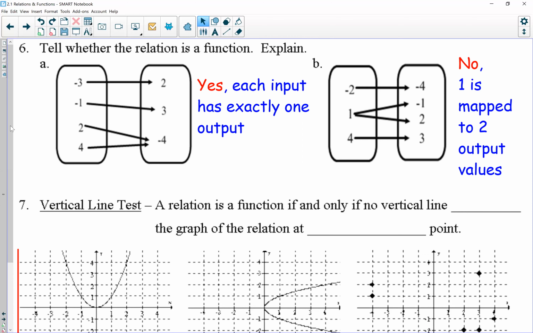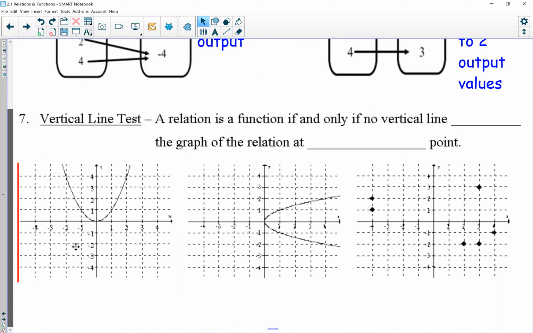So with a graphic representation, we have to be able to tell the same thing. We have to be able to tell if a relation is a function. To do that, we use the vertical line test. You know a relation is a function if and only if no vertical line intersects the graph at more than one point.